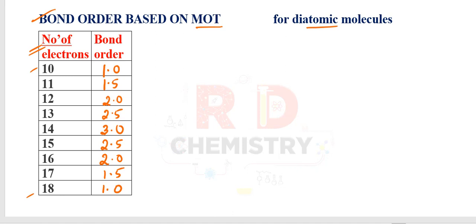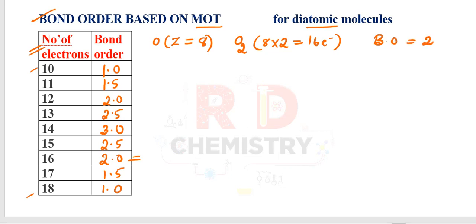Let me consider the oxygen molecule. Oxygen atom, atomic number Z is equal to 8. So the O2 molecule will have altogether 8 into 2 is equal to 16 electrons. If it is 16 here, bond order is equal to 2. Correct? So what do we mean by bond order? Bond order is nothing but the number of bonds between the two oxygen atoms.